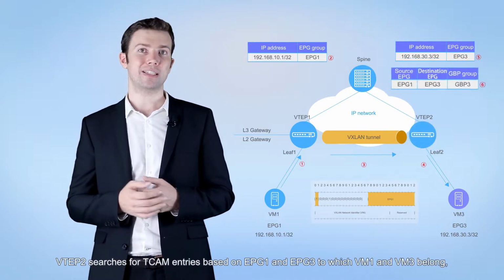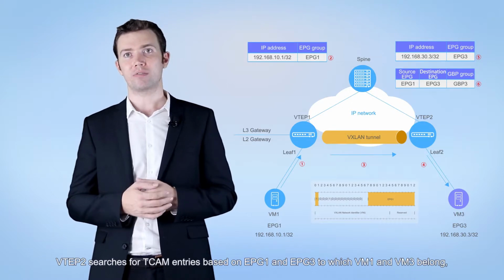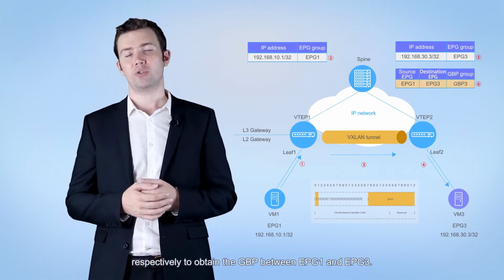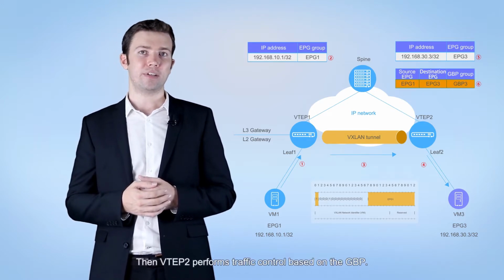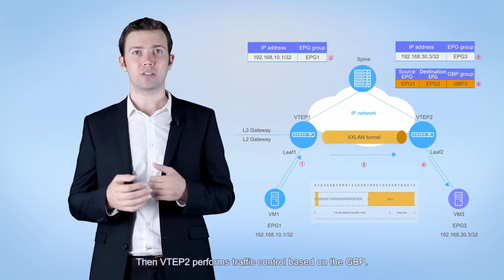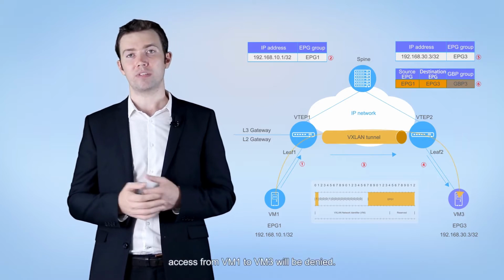VTEP2 searches for TCAM entries based on EPG1 and EPG3 to which VM1 and VM3 belong, respectively, to obtain the GBP between EPG1 and EPG3. Then VTEP2 performs traffic control based on the GBP. Assuming that the GBP between the two EPGs is denied, access from VM1 to VM3 will be denied.